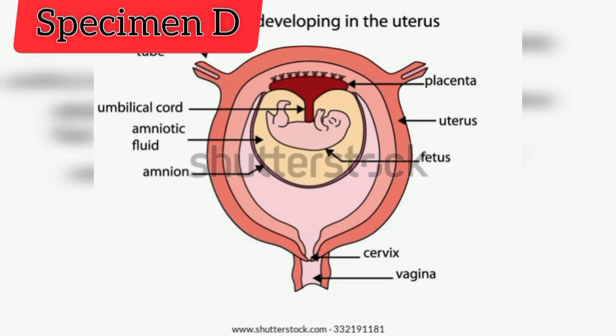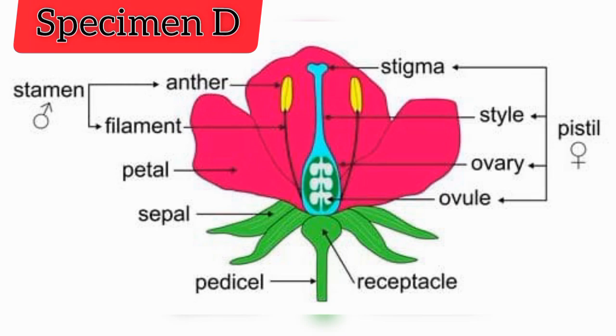So let's look at specimen D. Specimen D is the ovary of Pride of Barbados. We know that we have a plant called Pride of Barbados. So this ovary, we know that the ovary is a reproductive organ of that particular plant. The plants will go through a kind of pollination, and that is sexual reproduction.